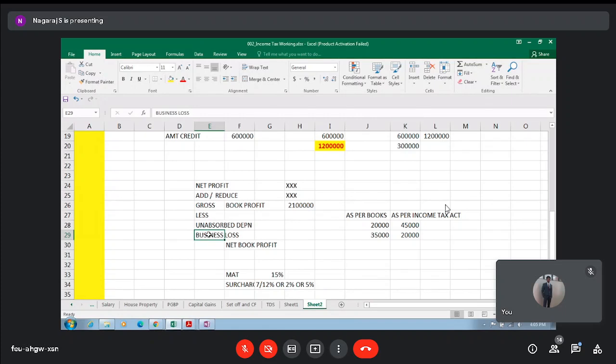Unabsorbed depreciation and business loss, if they have given as per books and as per Income Tax Act, if they have given these two, don't consider as per Income Tax Act. Okay, don't consider that. Only as per books you need to consider, only for MAT. Okay. Of this, you need to deduct only one of these two. That is unabsorbed depreciation or business loss, whichever is less as per books. You need to deduct.